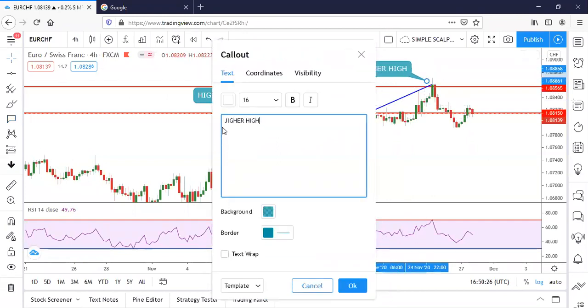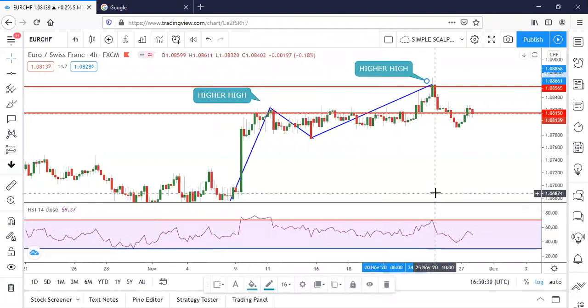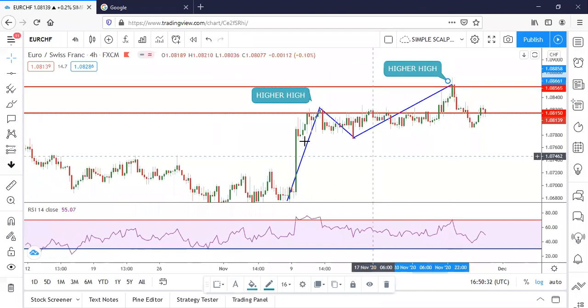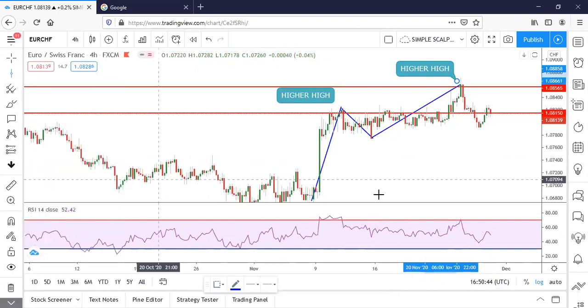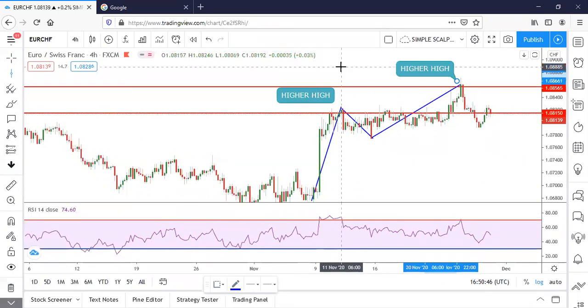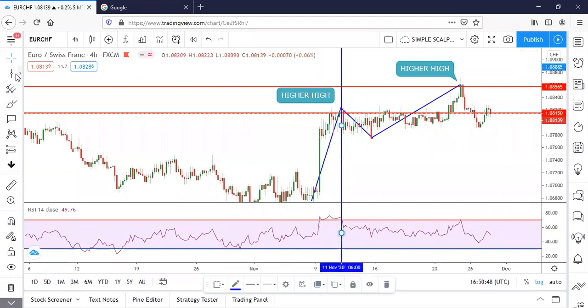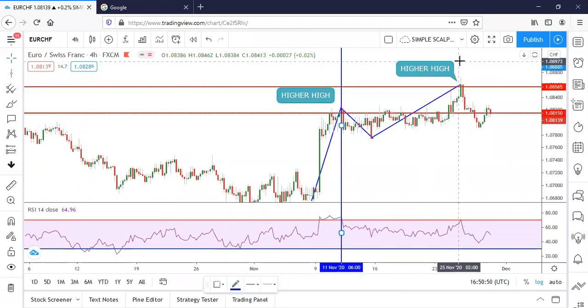Okay, I hope this is making some sense, guys. Another higher high. So once you see something like this, the moment you spot something like this, you want to look at your indicator. Let me mark this area and this area with a vertical line. Let's see if it falls within the same area.